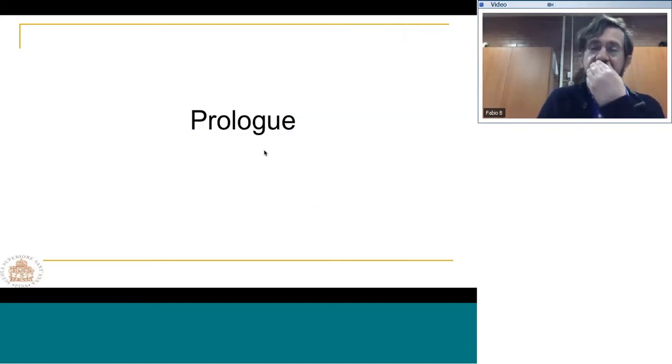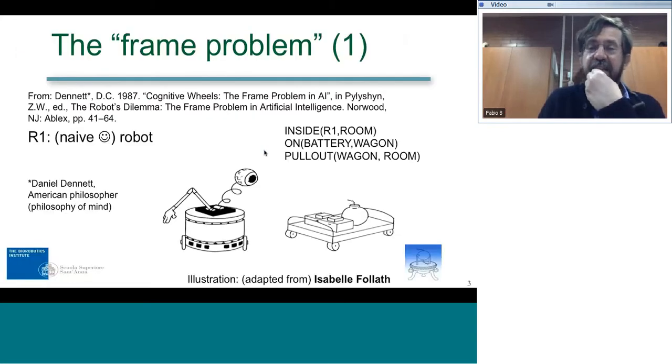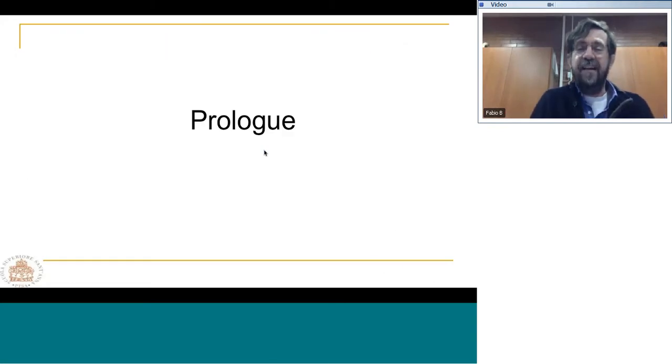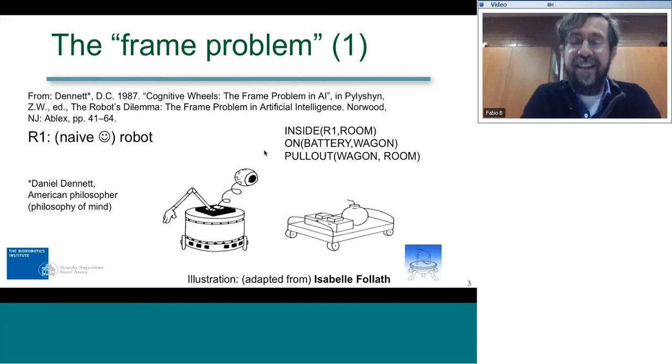So this is interesting because it is actually a movie interpretation of the famous thought experiment proposed by Dennett, an American philosopher of mind.